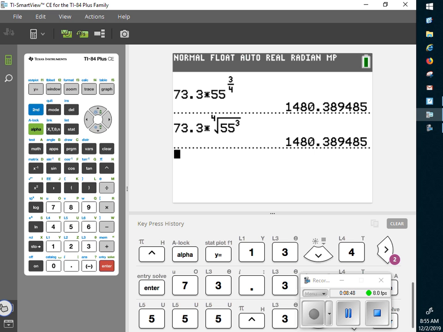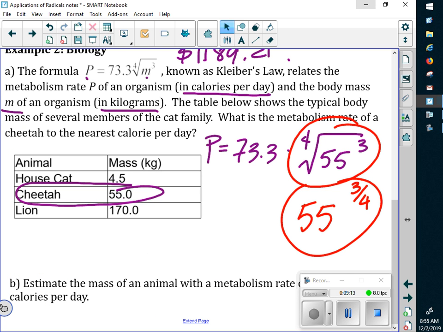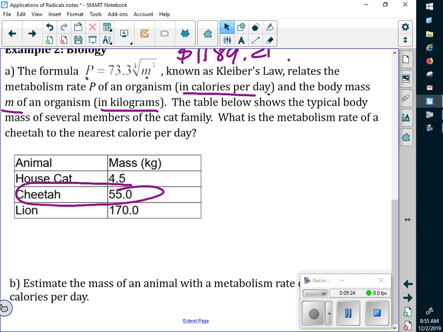This says to the nearest calorie per day. So what is this answer to the nearest calorie? 1,400? To the nearest calorie. So do we need tenths or hundredths or anything? No. So 1,480, period. 1,480. So the metabolism rate of a cheetah is 1,480 calories per day. That's what you're going to write. If I can get something to write with.